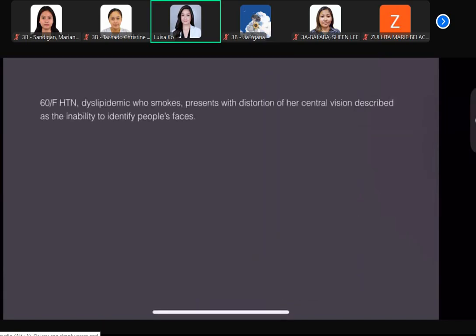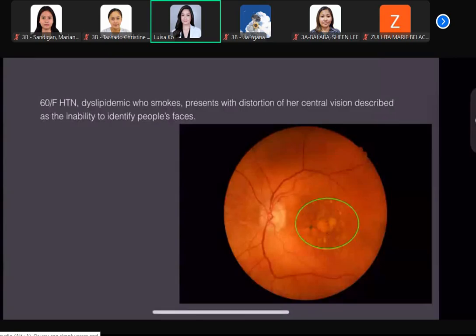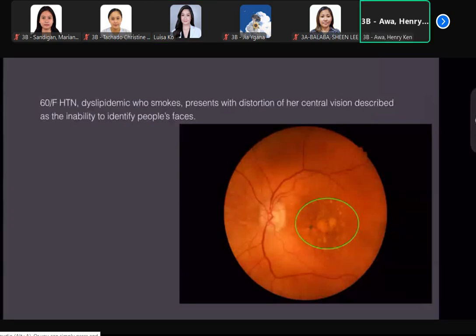Okay, we have a next case: a 60-year-old female, dyslipidemic, who smokes, presenting with distortion of the central vision, described as the inability to identify people's faces. This is what our retina looks like. Let's describe it again. Perfect, I think this is our last case.